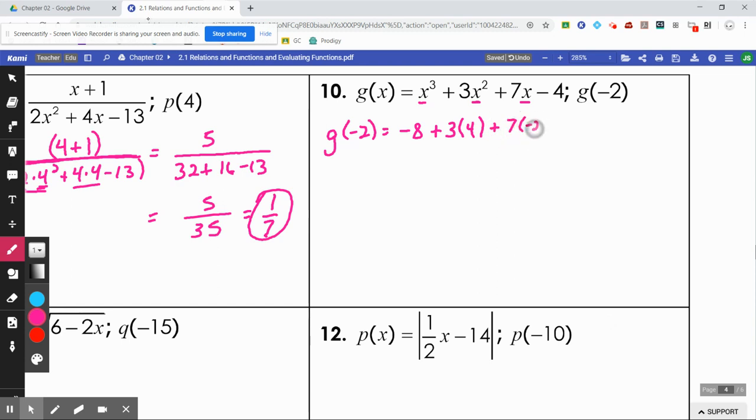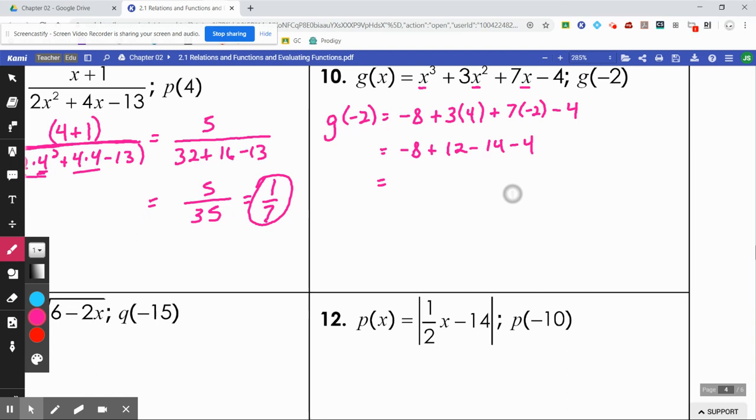Plus 7 times -2, I'll multiply in the next step. And you can save yourself a step. That'd be -8 plus 12. A positive times negative would be a -14 minus 4.